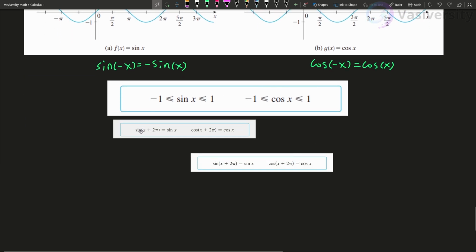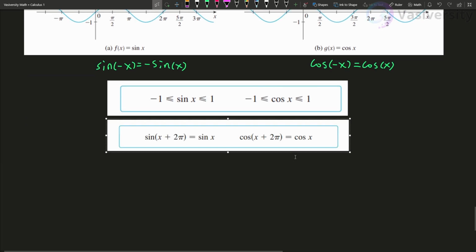Here are also some properties of sine and cosine that we can add. Sine of x plus 2 pi is equal to sine x. Cosine of x plus 2 pi is cosine of x, because those are periodic functions.